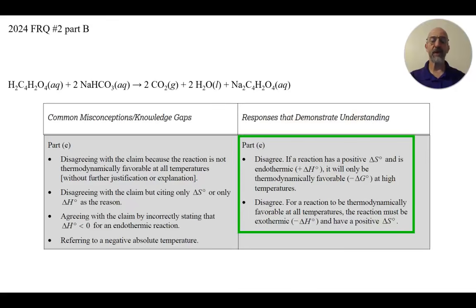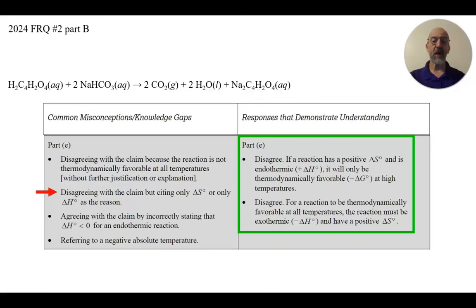So as you can see on the next slide, we have the official scoring guidelines from the 2024 AP Chemistry exam for this question, and here are 4 examples of what students had said in their responses that did not earn the point for this question. Now the first one is kind of obvious. You were supposed to disagree, but for the reason that there is a positive delta S and a positive delta H, and so it said, actually, the reaction is not thermodynamically favorable at all temperatures, but then they never actually went on to explain why.